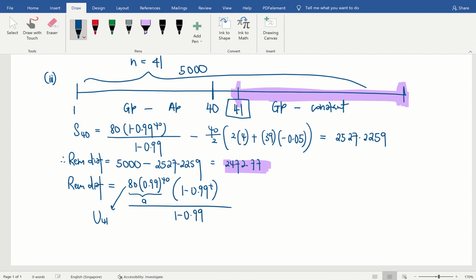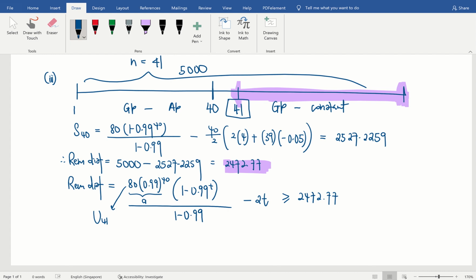Okay, then the waves is easy. What should the waves be? It's just 2 times n. Exactly. T. This is T, 2T. Okay. And this should be more than or equal to 2472.77. Then use this. Correct.